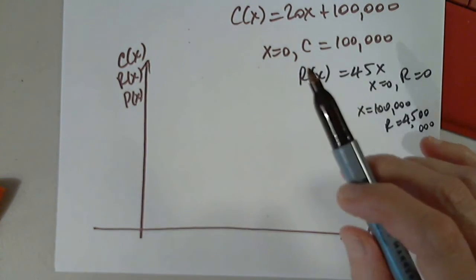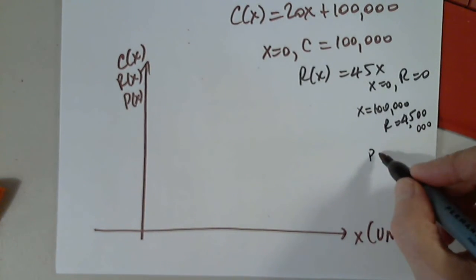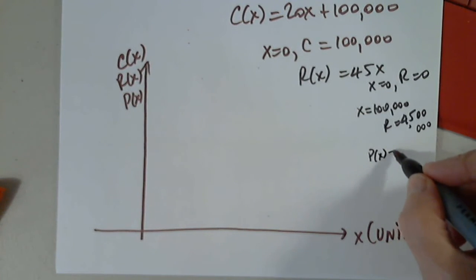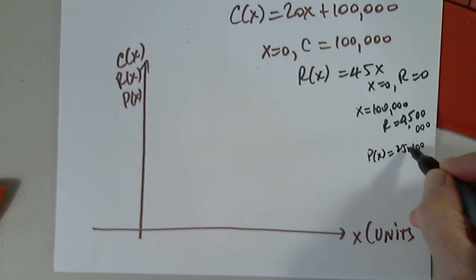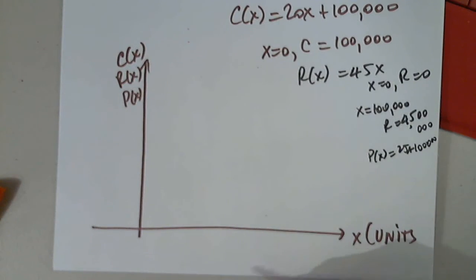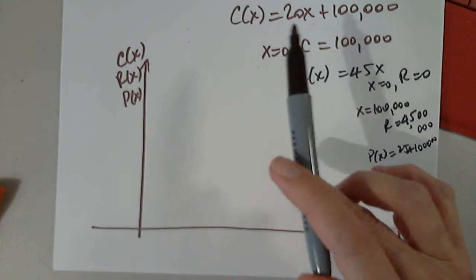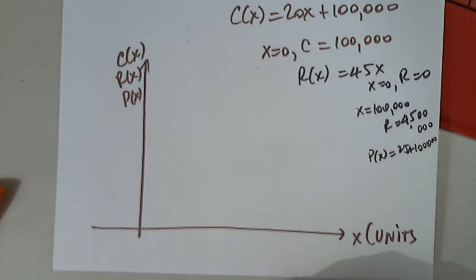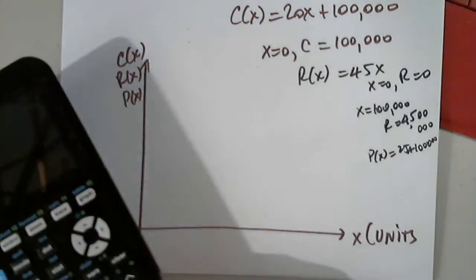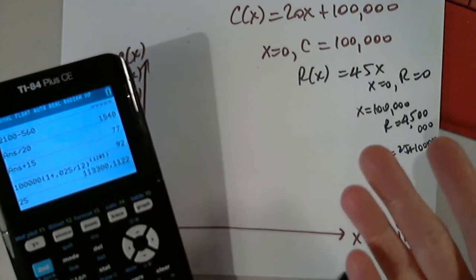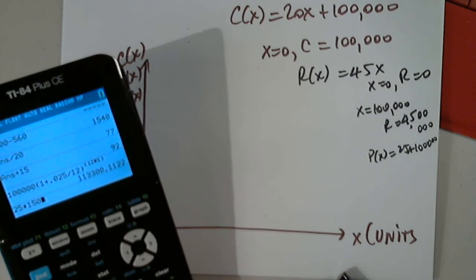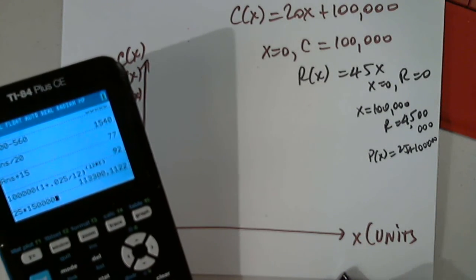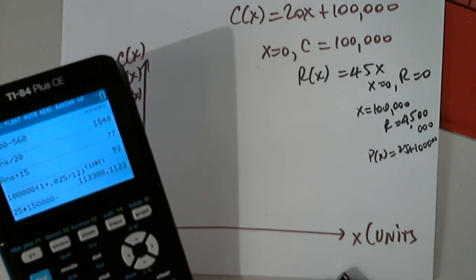Okay, so let's see what happens with the profit for a second. So the profit is 25X minus 100,000. When X is 0, it's negative 100,000. That's not possible. Let's see when X is 150,000. What do we get? I'm grabbing my calculator. We have to answer that question anyway: 25 times 150,000, and then minus 100,000.